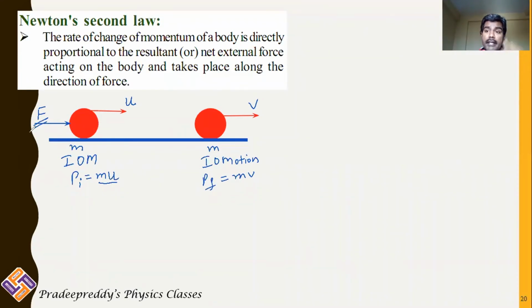Suppose if you are applying greater force, momentum would undergo increase greatly. If you are applying less force, momentum would change with a less magnitude. So there comes some time taken t here. In order to change the velocity of the particle from u to v, it takes some time. There is some time change delta t.